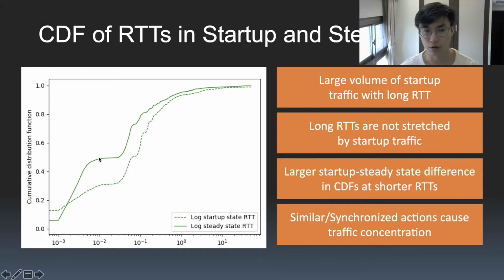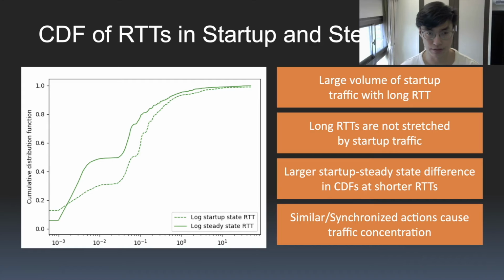We also see here that the longer RTTs are not stretched as much by the startup traffic. The difference in the CDFs is larger at shorter RTTs and smaller at longer RTTs. The difference as a percentage is 18.8% at 10 milliseconds and 8% at 200 milliseconds.